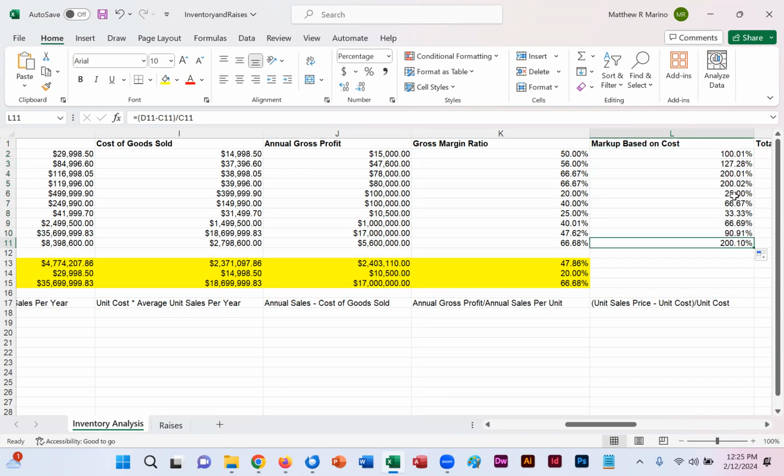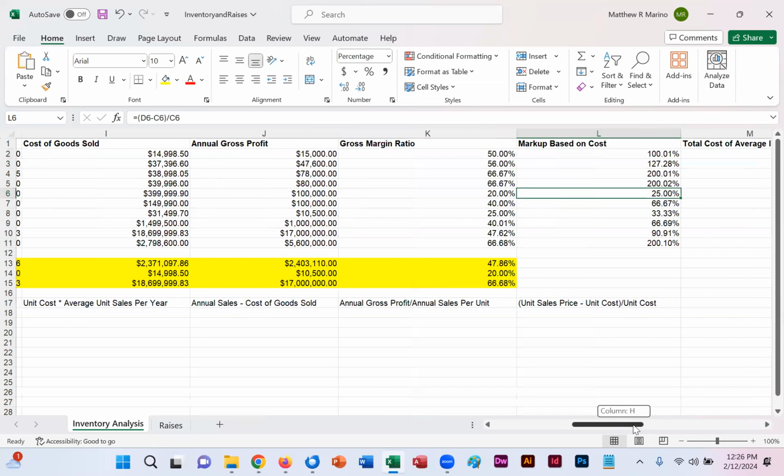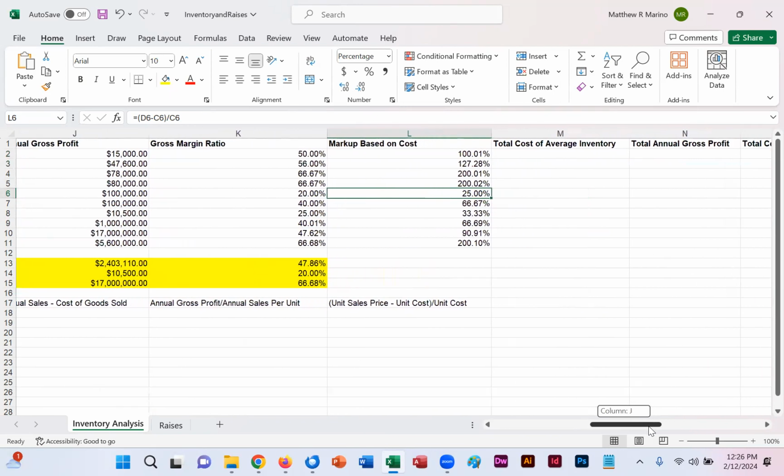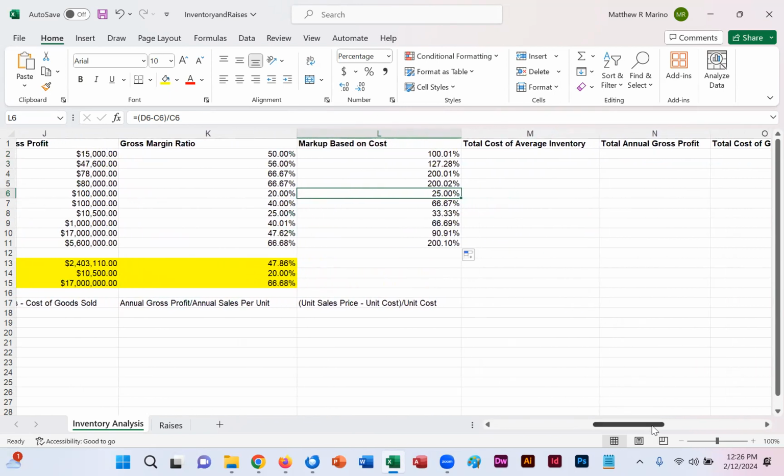Other companies like Walmart would do something like this with their 25%. They have a little bit of markup, but their goal is to get you to buy a ton of products to make up for that.